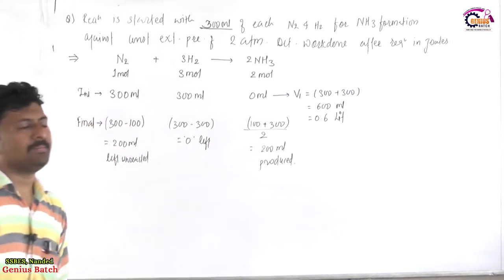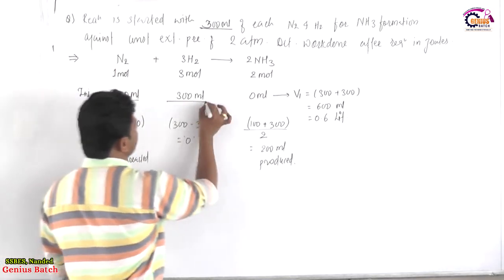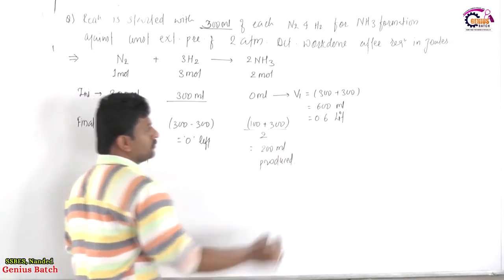हेच थोडंसं केअरफुली आपल्याला चेक करावं लागेल. इनिशियल वॉल्यूम क्लिअर 300 plus 300. So V1 is 600. No doubt in it.